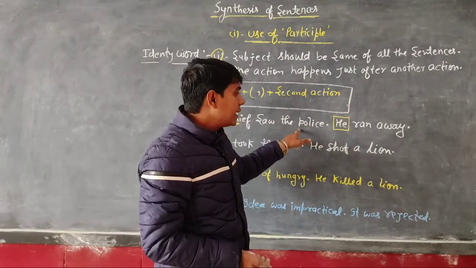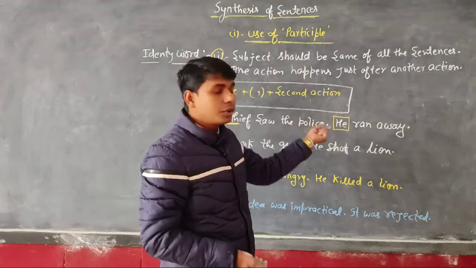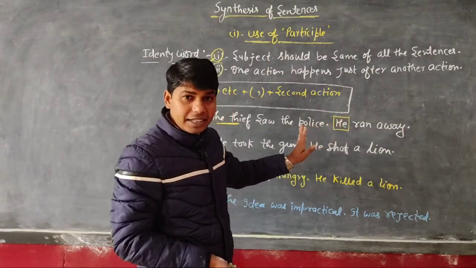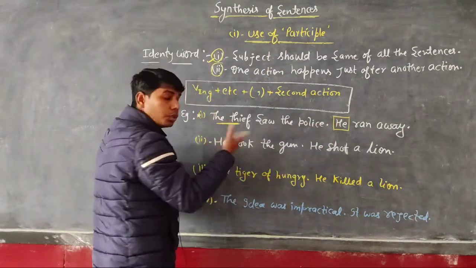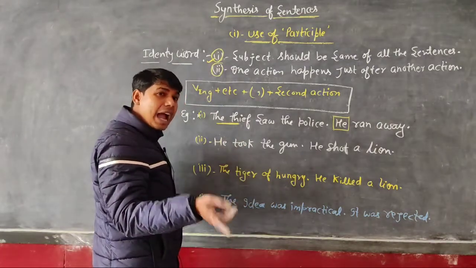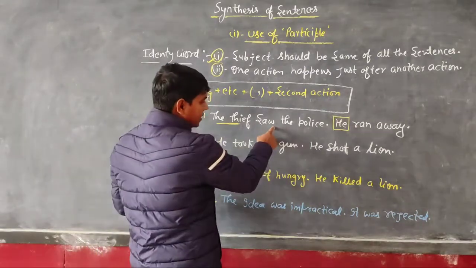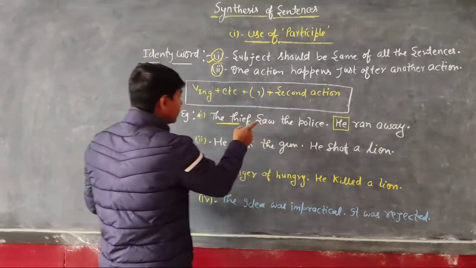So now you can join these two sentences by use of participle into a simple sentence. Is it clear? So let's see how to join. Very first, you have to find out the action that happened first. So this action happened first. So what you will do?